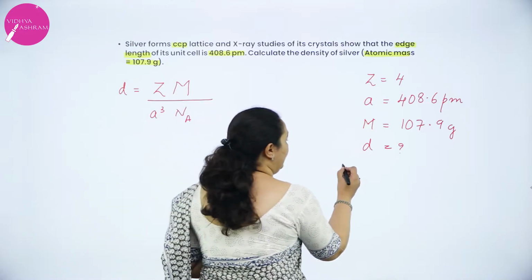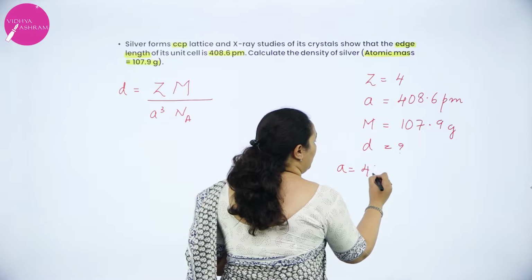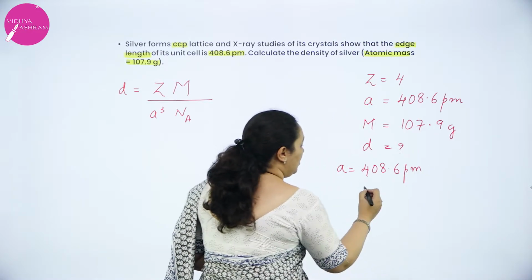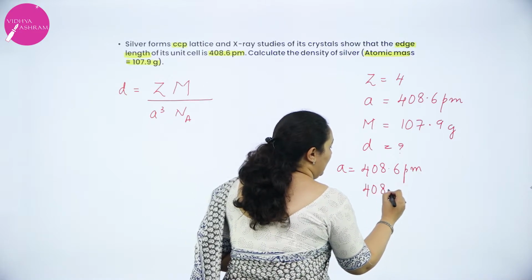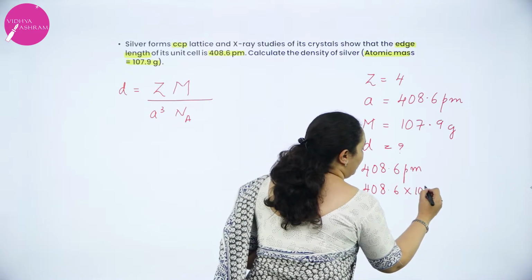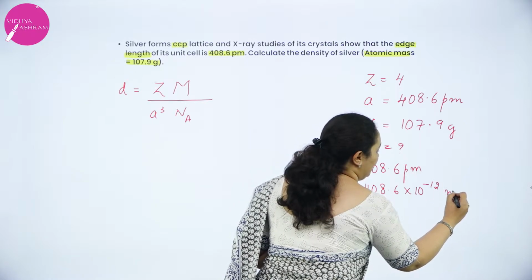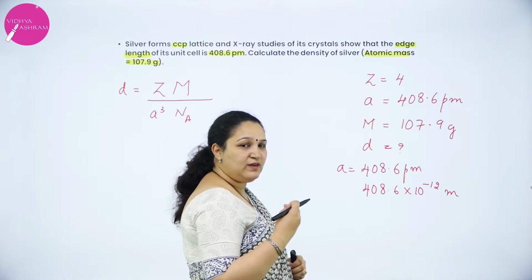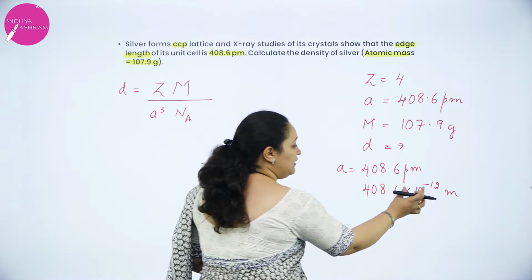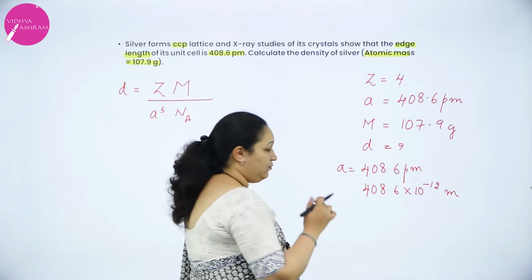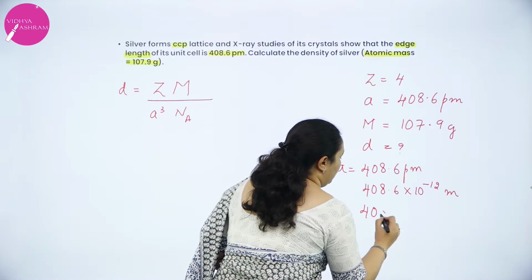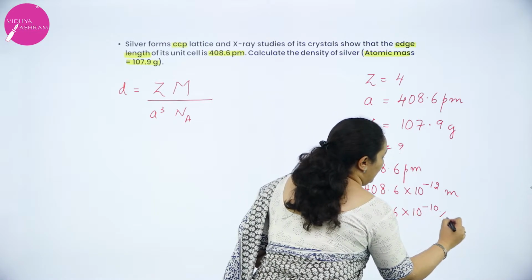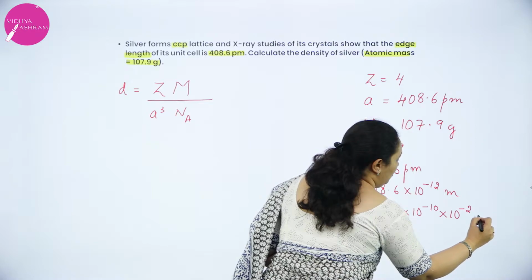So first I will write A is what they have given, 408.6 picometer. Now what is pico? It is 10 to the power minus 12 meters. Now how do I convert into centimeter? For your convenience, I will just split this and write 408.6 into 10 to the power minus 10 into 10 to the power minus 2 meters.